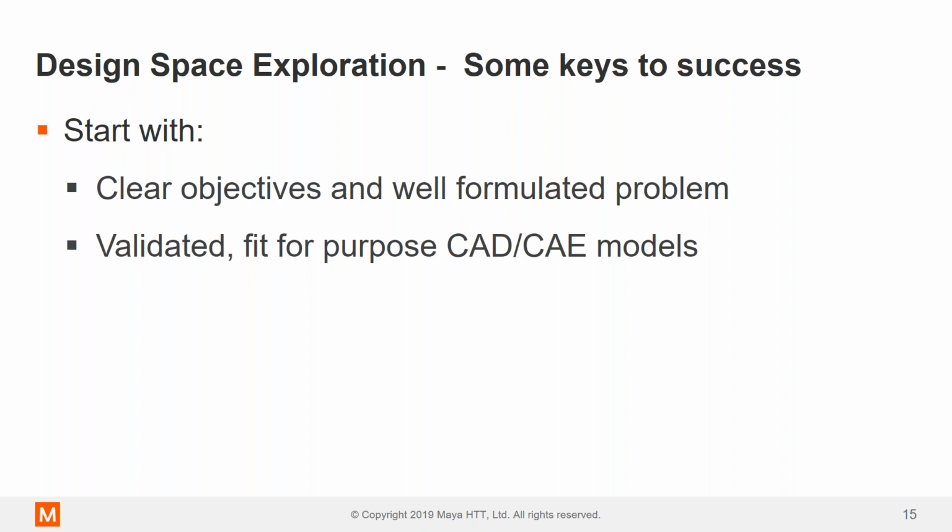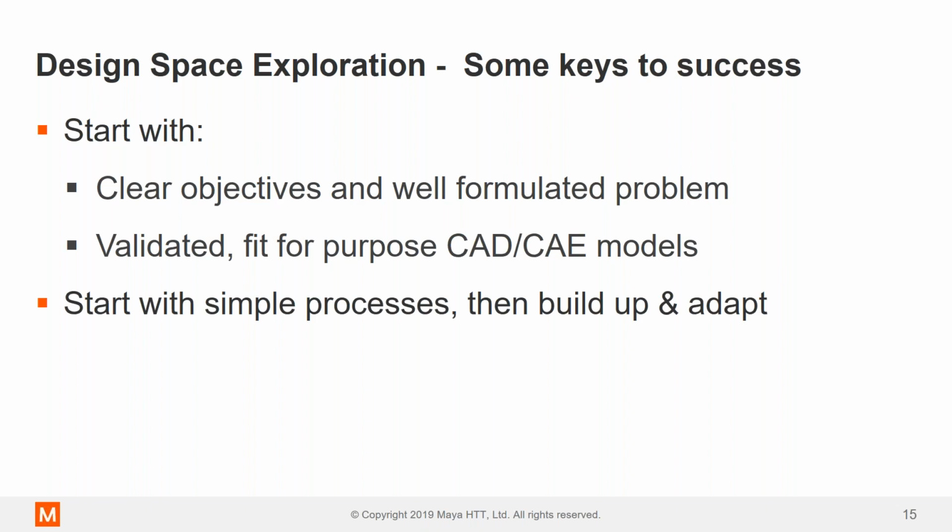So as I said at the beginning, it's always great to start one of these processes with clear objectives and a well-formulated problem. Of course, that goes for any engineering project you do. The other thing is validated and fit for purpose CAE and CAD models. I said fit for purpose because we can do this for detailed design, but we can also do this for system level design where we might not need so much fidelity in the models, and quicker running models, but still have value to do design exploration. So having the appropriate level of model available.